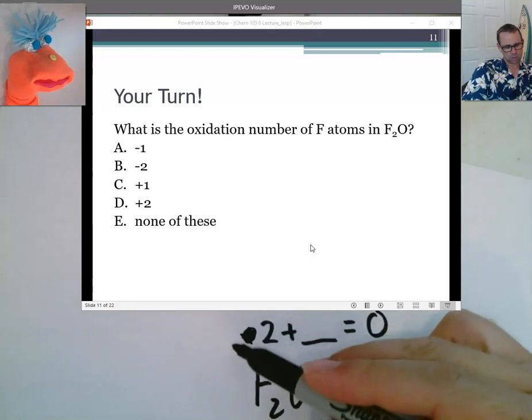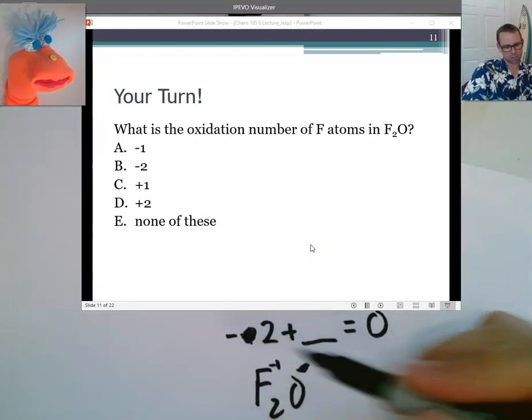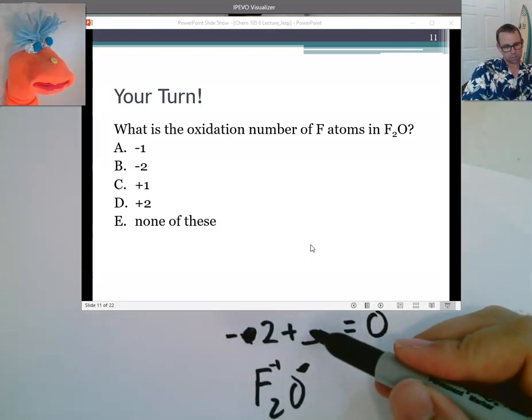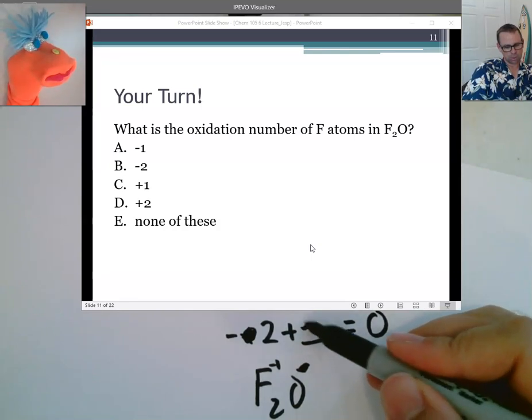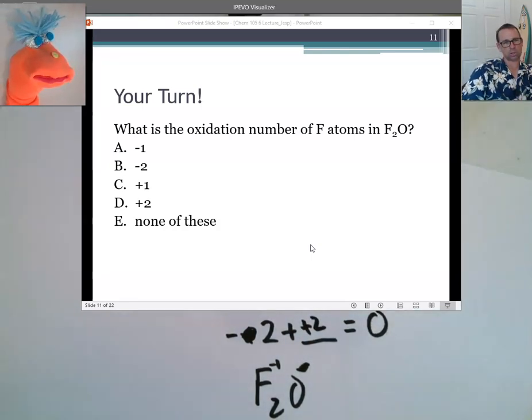Whoops, this is not a +2. This is a -2, right? -1, -2. It must be what? Must be a +2? That's right. So oxygen is a +2. Why is it a +2 there?